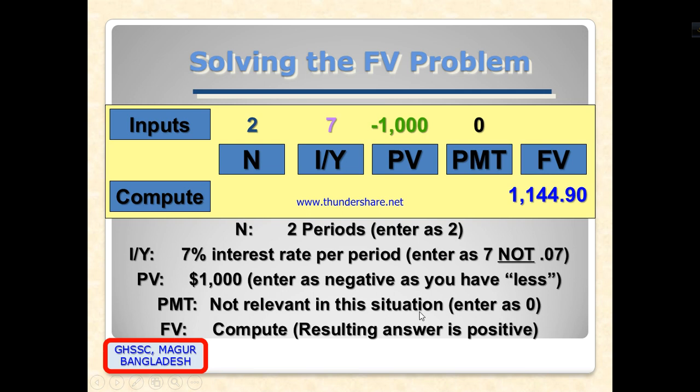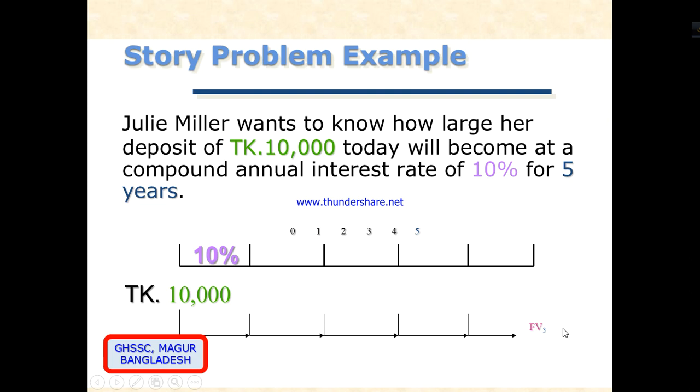Not relevant in this situation. This is why we entered 0. N is 2, IY 7%, PV 1000, PMT 0, because it is not related here. Future value compound resulting answer is positive.